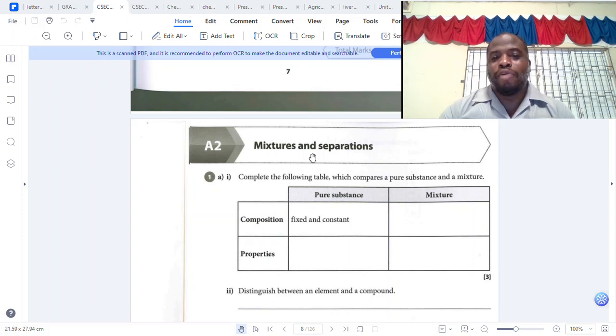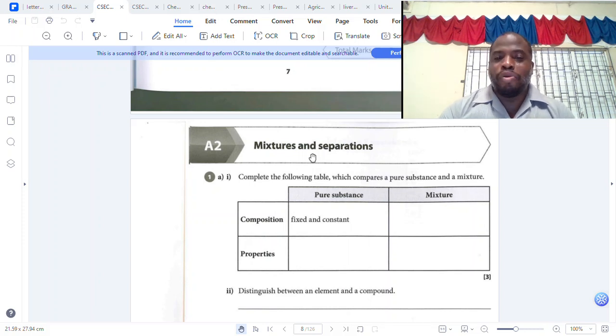And we're going to dive right into mixtures and separations. Now, this part says, complete the following table which compares a pure substance and a mixture. So you say to yourself, what's a pure substance? What's a mixture? Now, in terms of the composition, we don't have a response in this table, so we're supposed to complete the table.